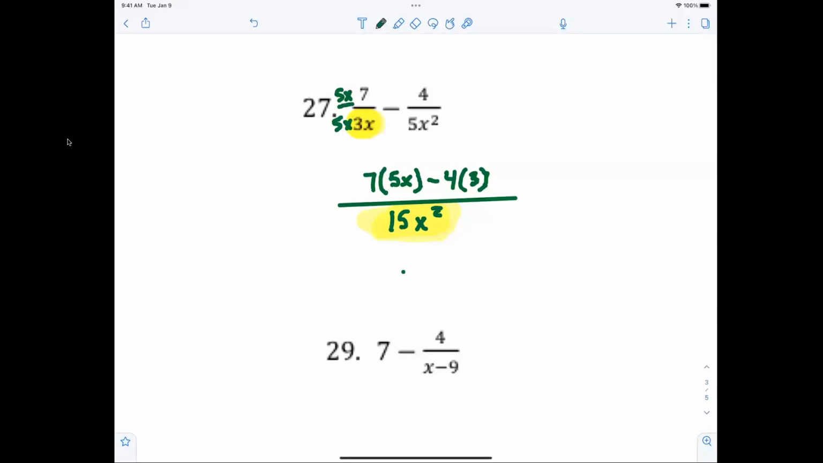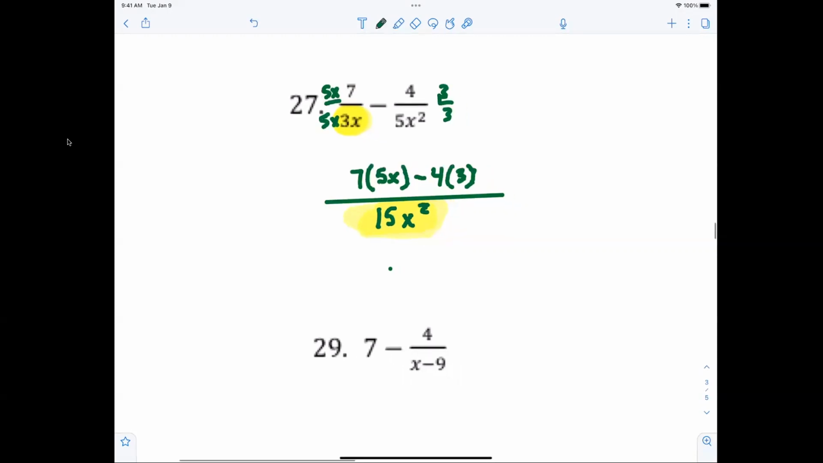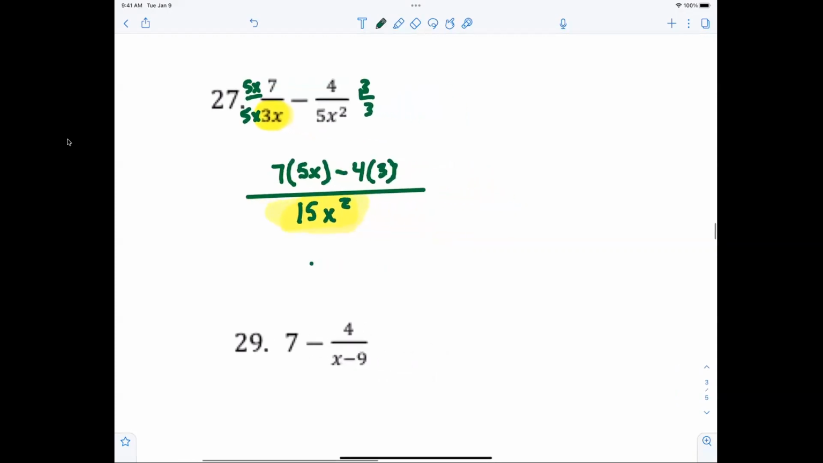You with me? And on the second fraction, I just have to multiply by what? 3. Now all we do is simplify the numerator. When we simplify the numerator, that just becomes what? 35x minus 12. 35x minus 12 over 15x squared. Anybody have an issue with that?